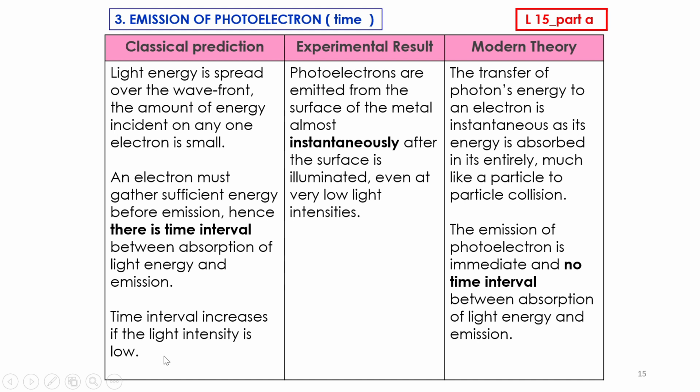In the experimental result, photoelectrons are emitted from the surface of the metal almost instantaneously after the surface is illuminated, even at very low light intensity. So the difference is in the time interval for the classical prediction. In the modern theory, the transfer of photon energy to the electron is instantaneous as its energy is absorbed entirely, much like a particle-to-particle collision. The emission of the photoelectron is immediate, with no time interval between absorption of light energy and emission.